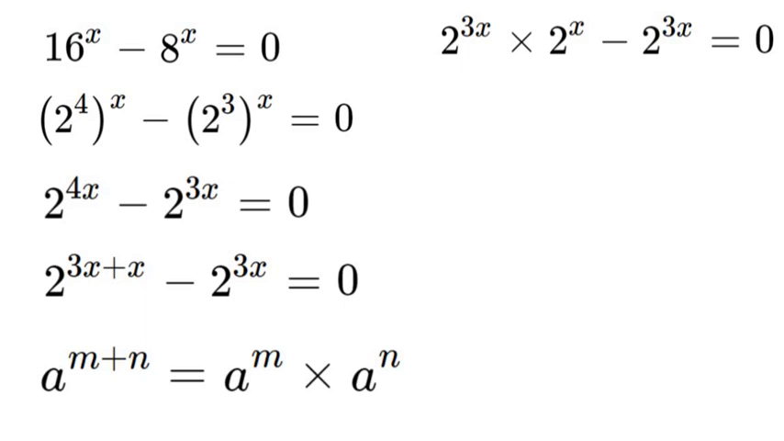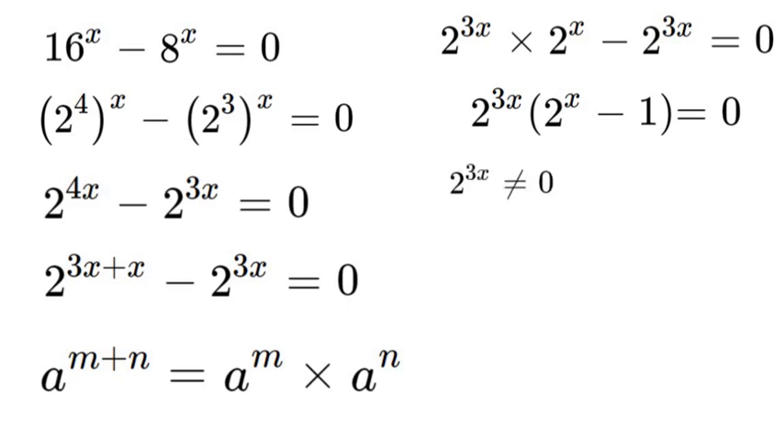Now we can factor out a 2 to the power of 3x. So 2 to the power of 3x times 2 to the power of x minus 1 is equal to 0. Now we just need to set both sides equal to 0 in order to solve for it. So 2 to the power of 3x cannot equal 0, and that is because no value you could put in for x would make 2 to an exponent equal to 0. So therefore it's not possible. That means 2 to the power of x minus 1 equals 0 has to be our solution.